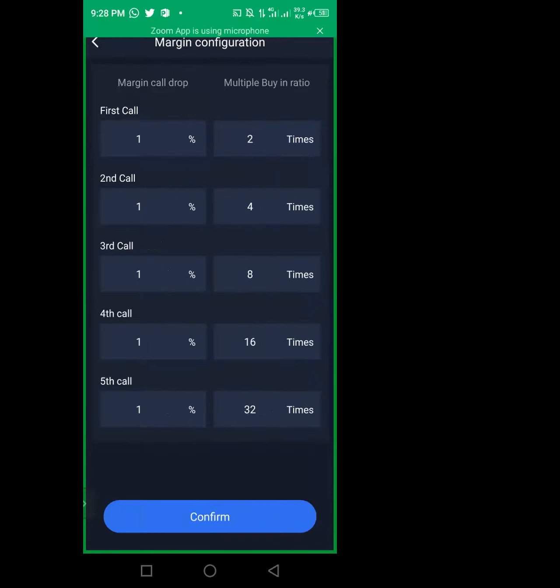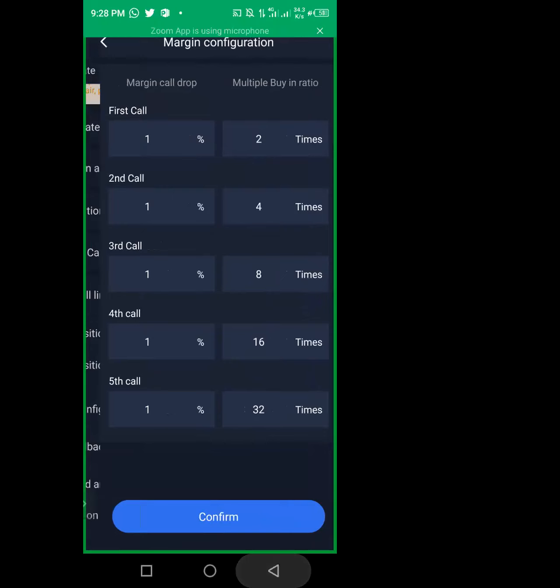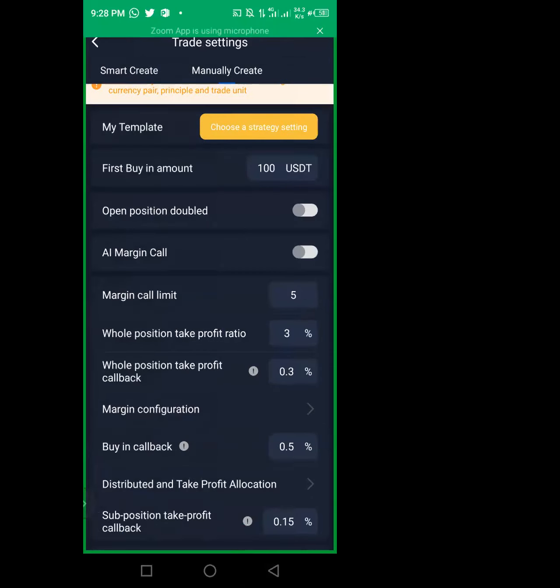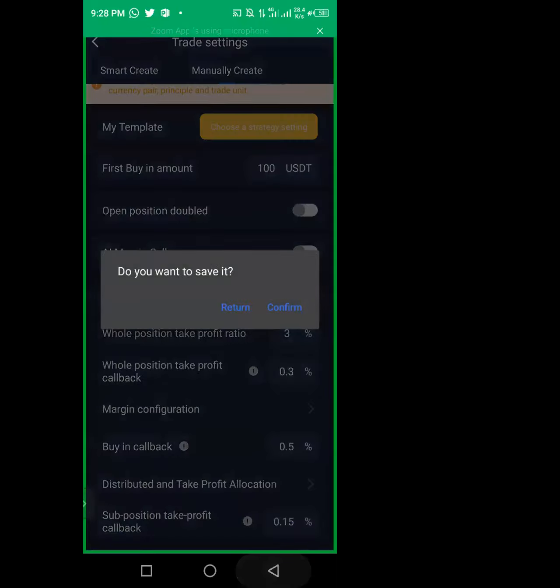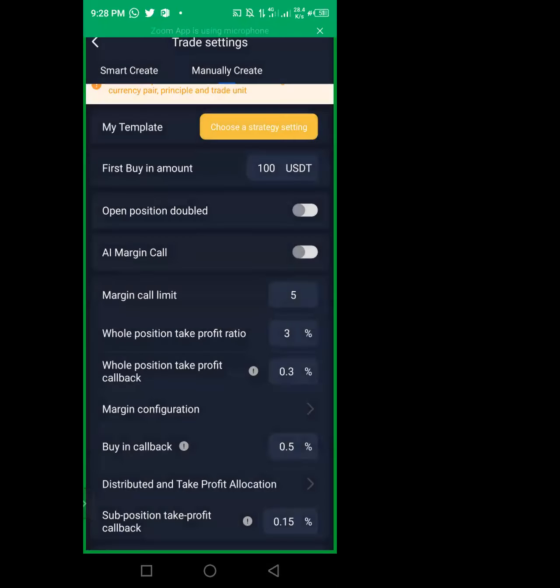Now, if the coin drops again by another 1%, the robot will do 4 times 100, which is 400. The robot will go back, but there is no 400. The robot will now flag you that error. Some people here must have seen that error: the robot saying there's insufficient balance in your Binance. As a result, it has closed your margin calls.